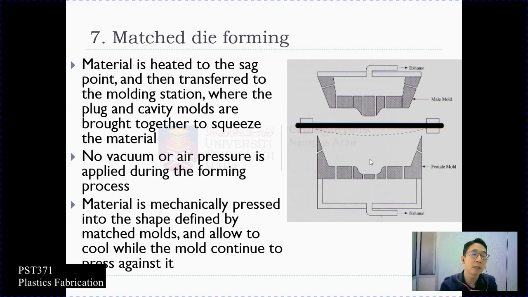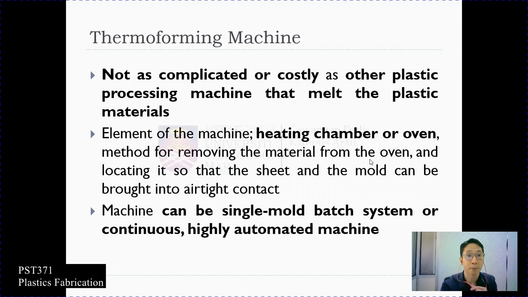Okay, yang very delicate details, and then very sturdy material, thick sheets, etc. Okay, as general, okay, thermoforming machine, okay, not as complicated or costly as other thermoplastic processing machine that melt the plastic material. Okay, so awak takkan perlu panaskan dia high temperature untuk dia melt up. Awak hanya panaskan dia sampai dia lembut saja, nanti dia soft lah, nanti dia sags.